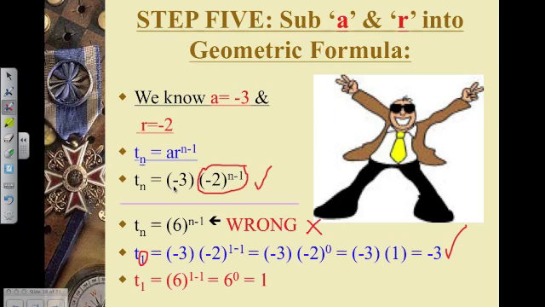So -3 times -2 to the power of n minus 1. And this goes back to Unit 1 when we were working with exponent rules, working with common base and powers where we had to add and or subtract our exponents. So that is completely wrong.